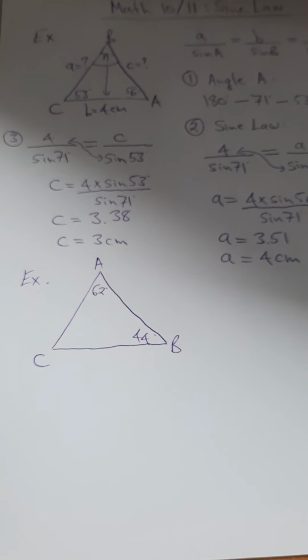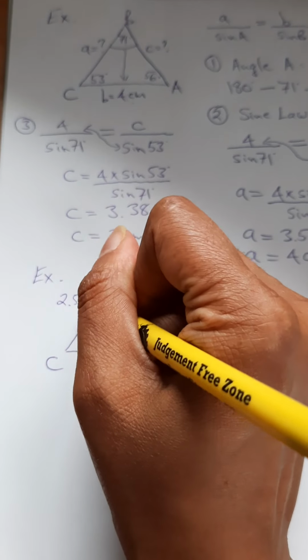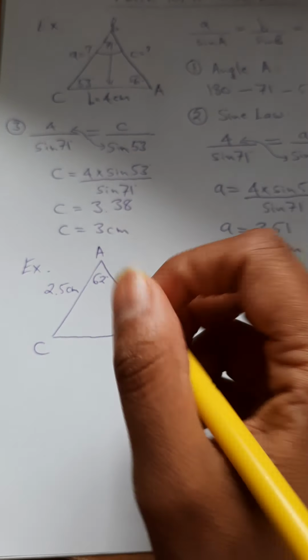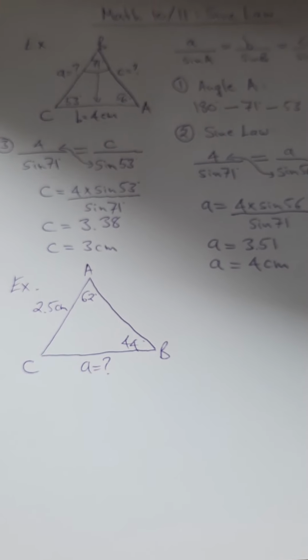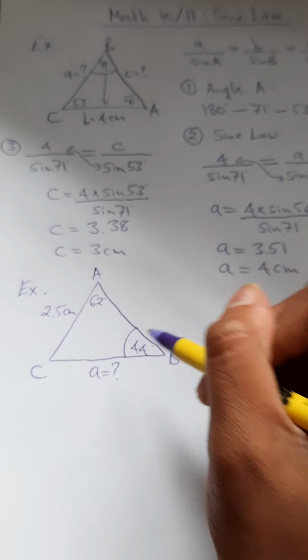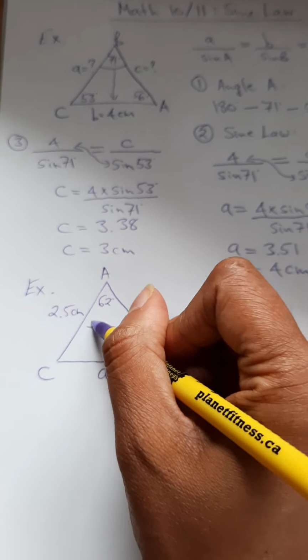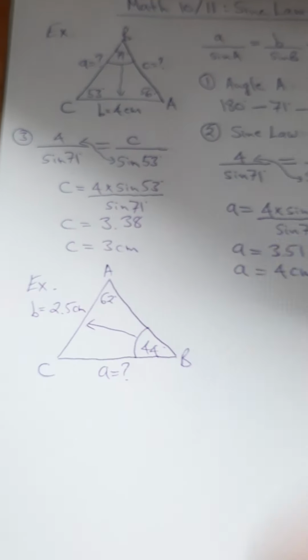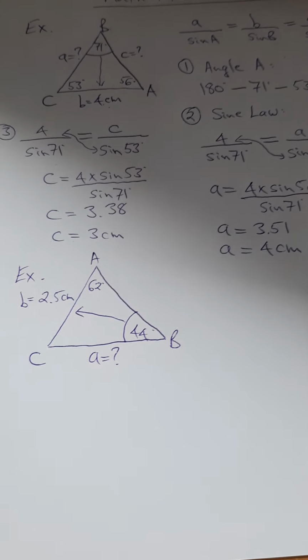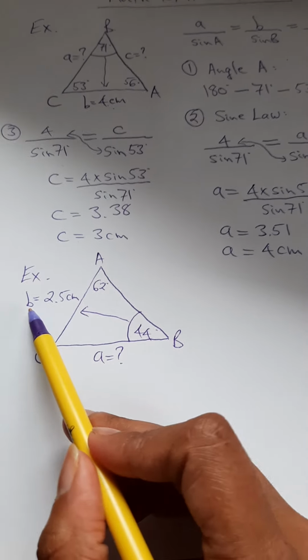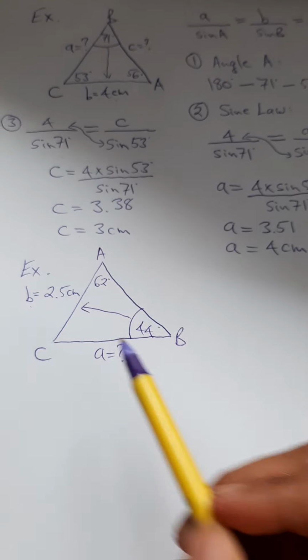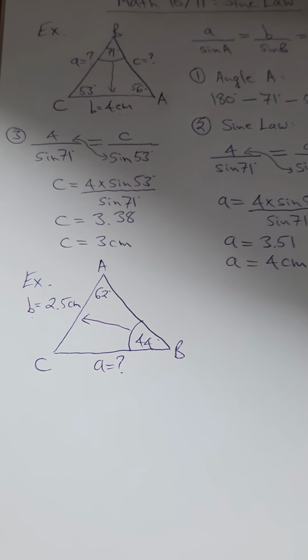So I have some values given here. This is 2.5 centimeters. I'm looking for side A here. And again, remember this is angle B, and right across from there, this is side B. If you're doing questions online or from the textbook, you'll notice all of these labels won't be there for you. So I should be labeling all the sides on my own.